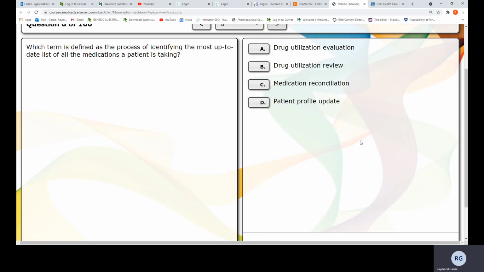Which term is defined as the process of identifying the most up-to-date list of all medications a patient is taking? Drug utilization evaluation, drug utilization review, medication reconciliation, or patient profile update. The process of identifying the most up-to-date list of all medications.